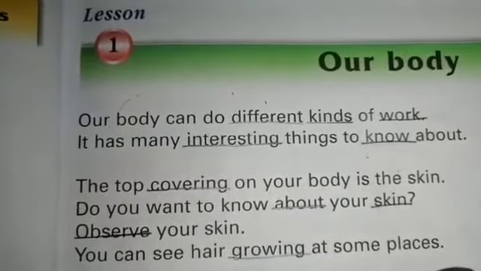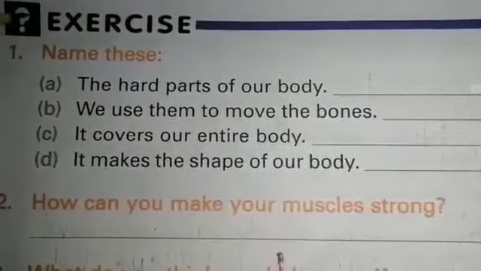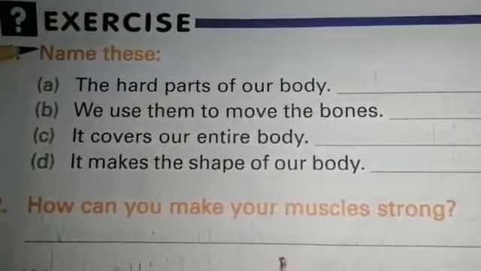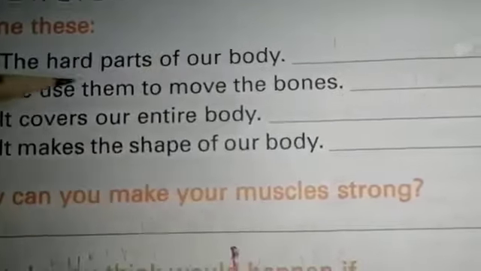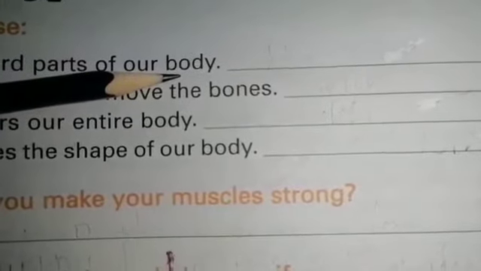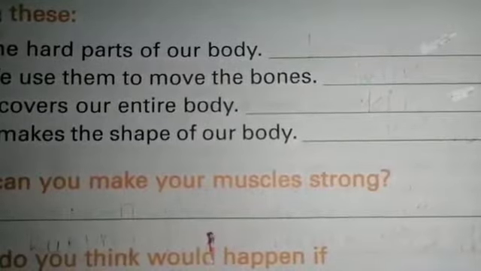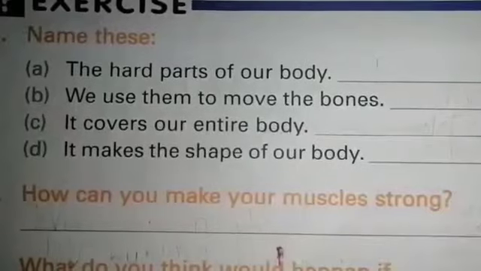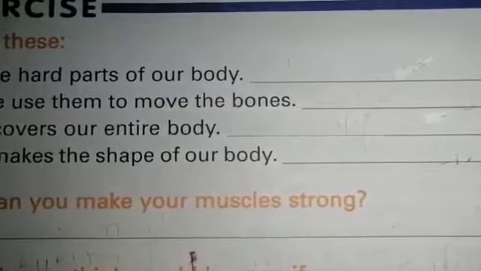So now we will do the back exercise of this chapter. So let's get started. Exercise page number 4. 1. Name these. A. The hard part of our body is dash. So students, what do you think? What is the hard part of our body? Here, this is the soft portion, so this is muscle, whereas this is the hard portion, so this is bones. So the hard part of our body is bones. We will write here bones.